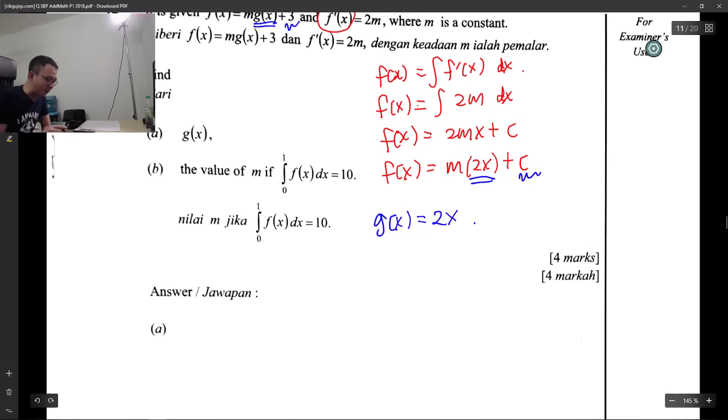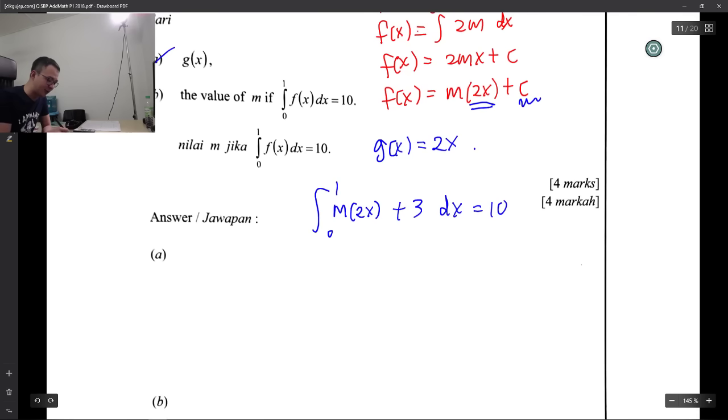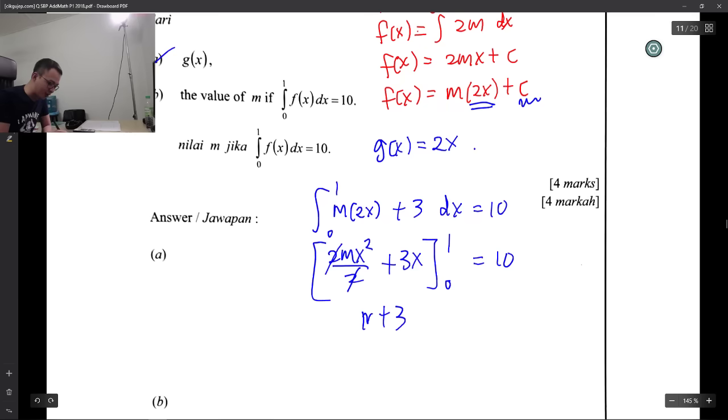Alright, and then part B, they ask about integrating this one. So they want to integrate my m2x plus 3 from 0 to 1, dx equals to 10. Then I solve this equation. So let's integrate m2x. This one will give me 2mx squared over 2 plus 3x, from 0 to 1, equals to 10. 2 and 2 I simplify. So this is 1m plus 3, sorry. 1m plus 3 equals to 10. Because 0 sub in everything, you will get 0. So m equals to 7.